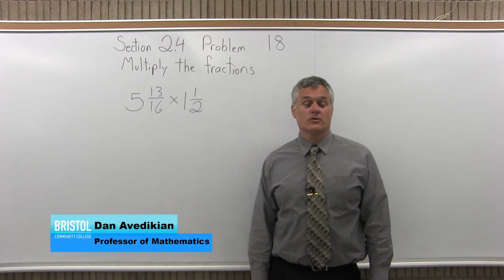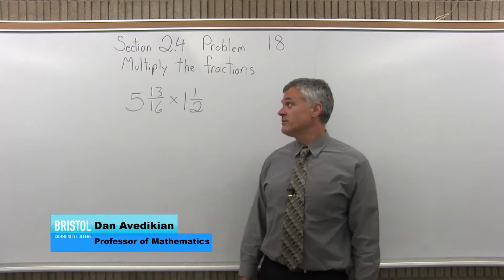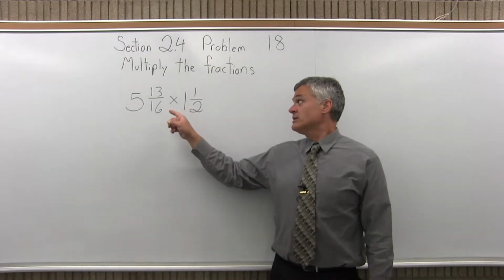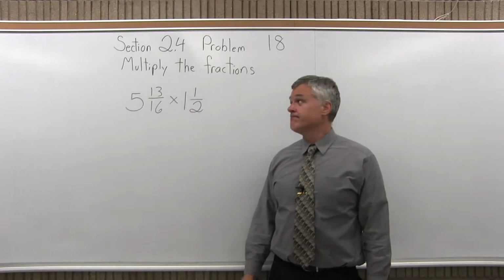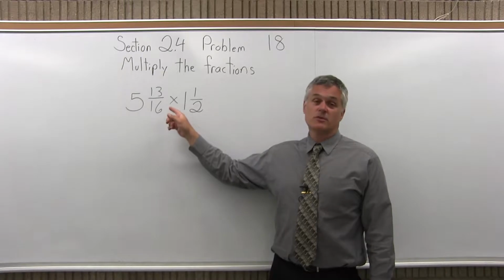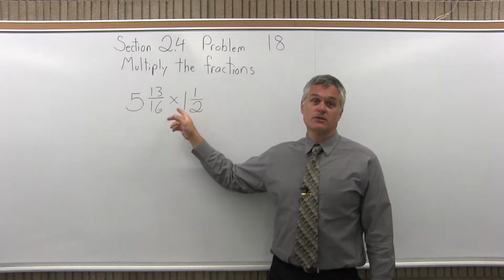This is Section 2.4, Problem 18. It says multiply the fractions 5 and 13/16 times 1/2. Well, when you multiply fractions, you have to multiply the numerator times numerator, denominator times denominator.